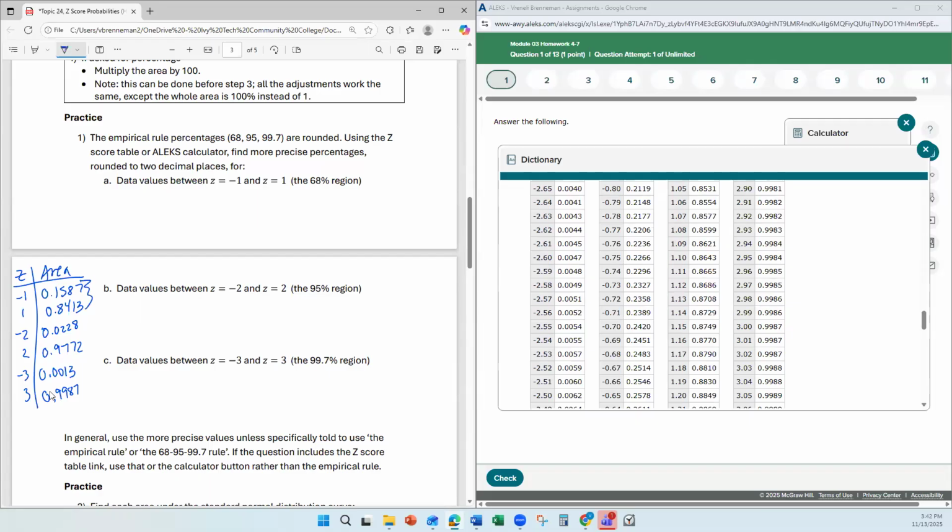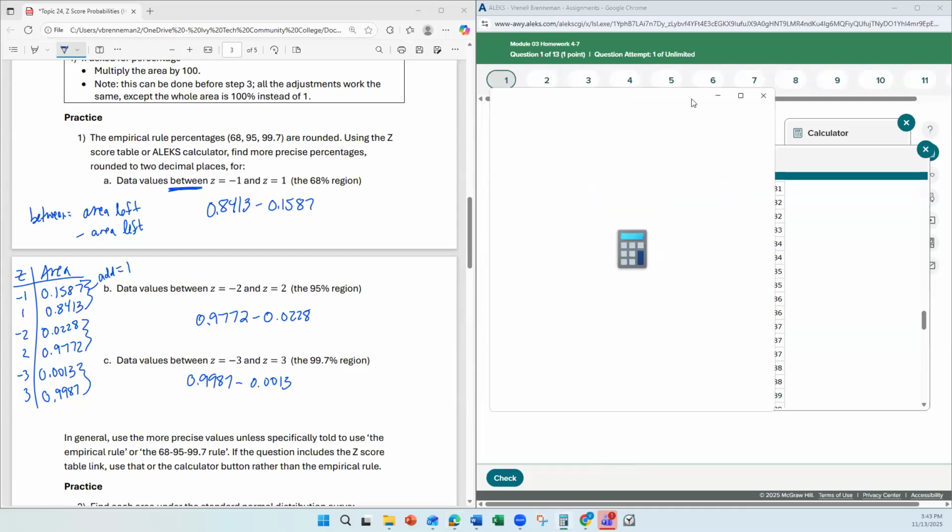Notice these opposite pairs, -1 and +1, -2 and +2, -3 and +3. If you add them together, it equals 1. That relates to one of the ways that you can go about it if you need the area to the right. But for area between, you subtract. So it's going to be area to the left minus another area to the left. So between -1 and 1, I take the larger area, always larger area, minus the smaller area. For -2 and 2, larger area, 0.9772, minus the smaller, 0.0228. And for 3 and -3, 0.9987 minus 0.0013.